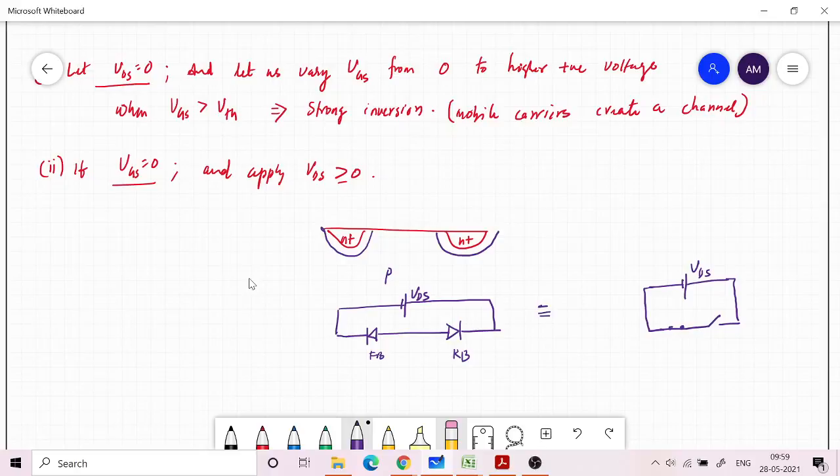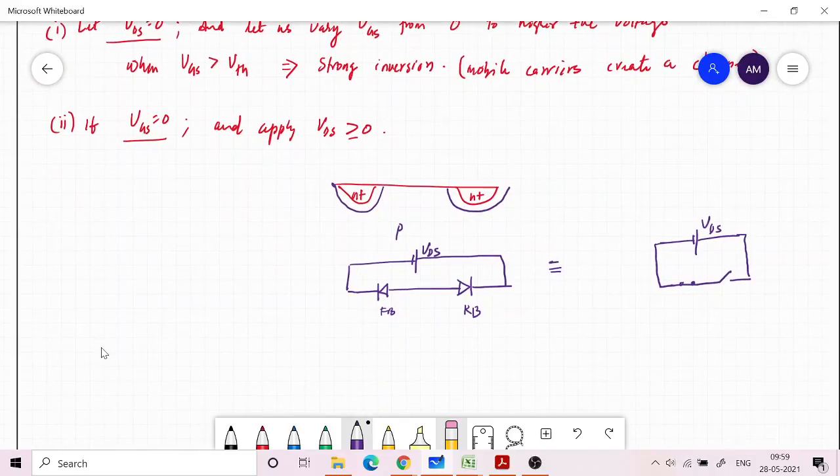To create the path, we need to apply VGS. Only when VGS is greater than VTH will the inversion layer connecting the N plus regions create a path for electrons to flow. So if VGS is equal to 0, you can say that there cannot be any current from drain to source, and you can replace the drain to source with an open circuit.